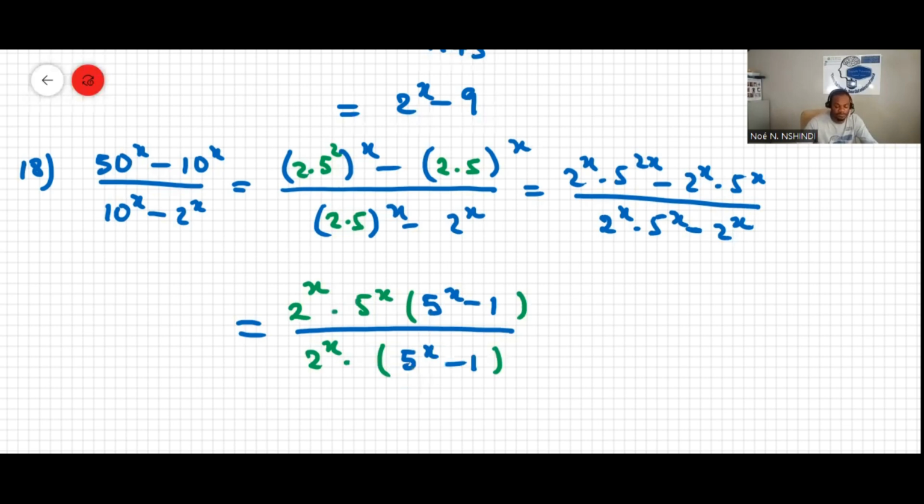Now we can simplify 2 to the x and 2 to the x. We can simplify 5 to the x minus 1 with 5 to the x minus 1. And then the answer is just 5 to the x. Okay. That was question 18. The last question of question 8. Thank you.